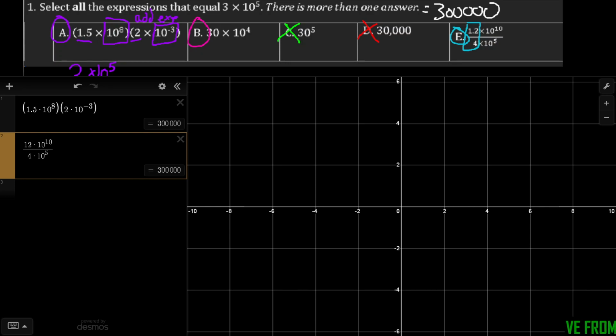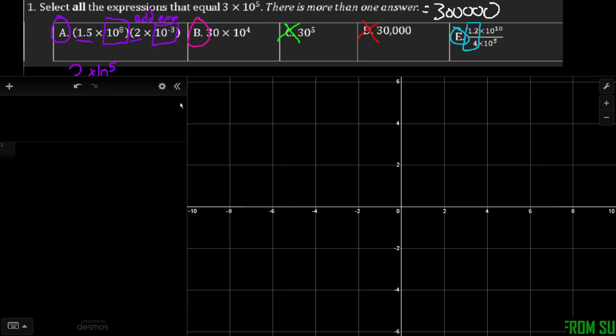So again, just make sure that you can see how this works. And on that last one for E, it's not 1.2, it should be 12 times 10 to the 10th power. But make sure you can use it for yourself very easily, so that way it's in there like that.